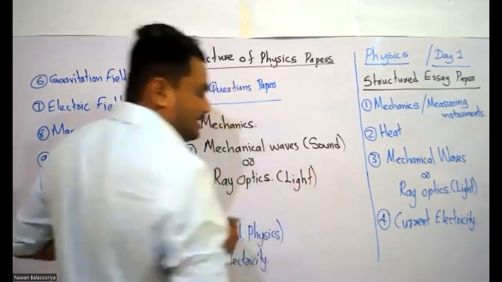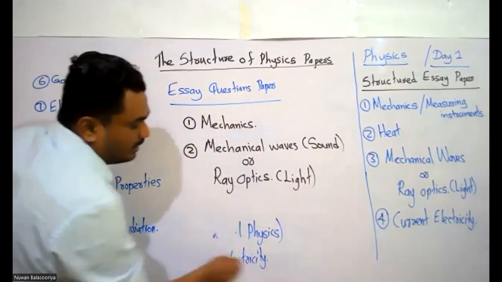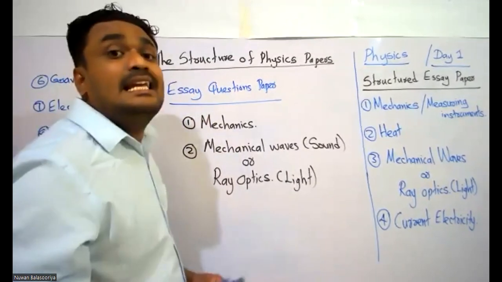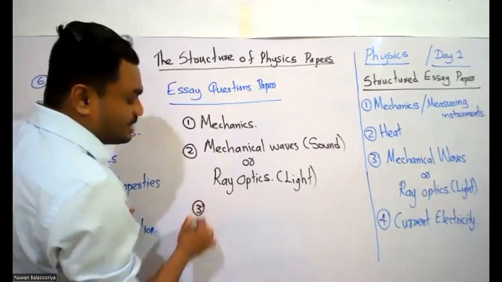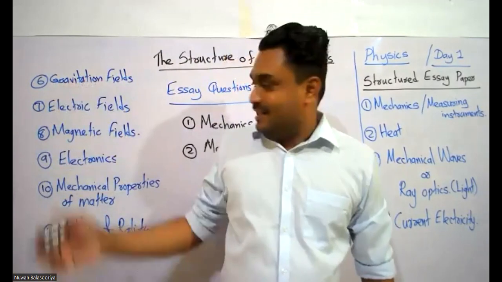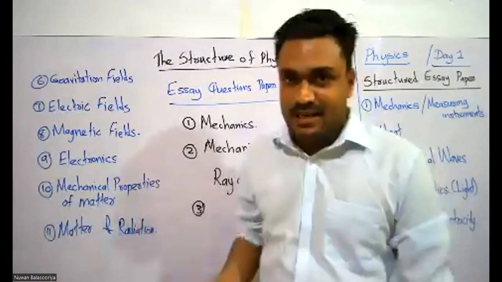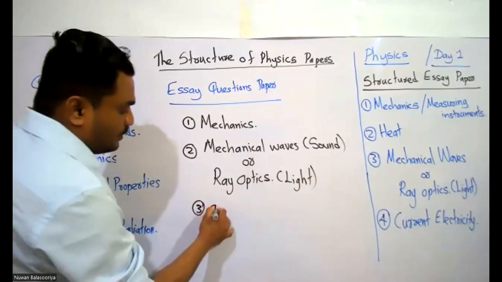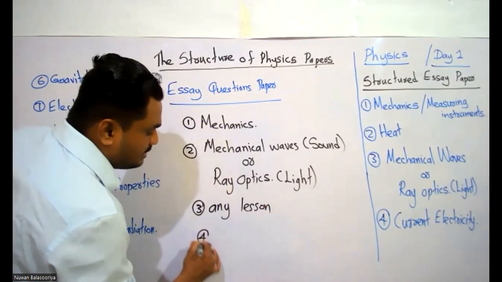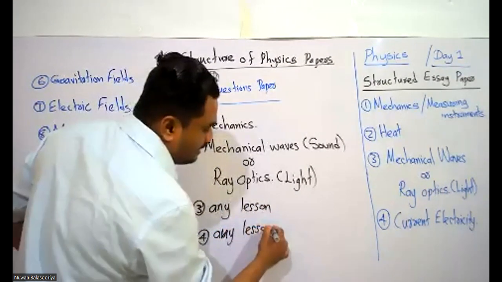This way, do not write anything. The third essay question is given from any lesson, something like gravitation field, electric field, magnetic field, or mechanical properties of matter. The fourth essay question can also be given from any lesson, right?